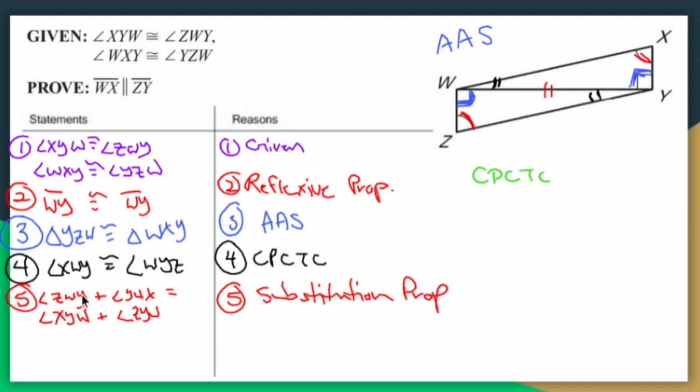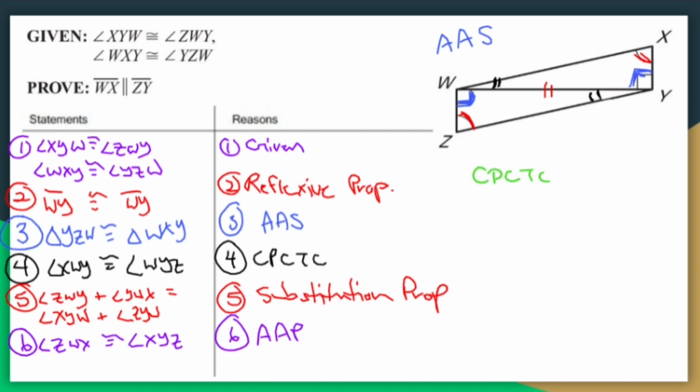Since these two are the same thing, these combine to make alternate interior angles. Maybe let's add one more step. Let's say angle ZWX is congruent to angle XYZ. And the reason for that is the angle addition postulate.